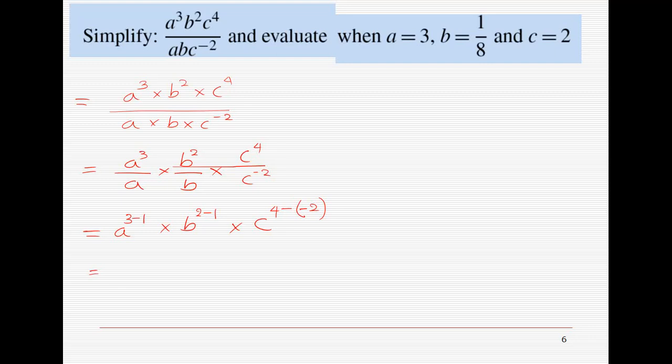So a bit of simplification: a to the power 3 minus 1 is 2, times b to the power 2 minus 1 is 1, and in this case c to the power negative times negative becomes positive. So you will see c to the power 4 plus 2, because these two negatives multiply and make it a positive. 4 plus 2 will become 6, so the final answer is 6. End of the day we get a to the power 2 b c to the power 6. This is the final answer, right?